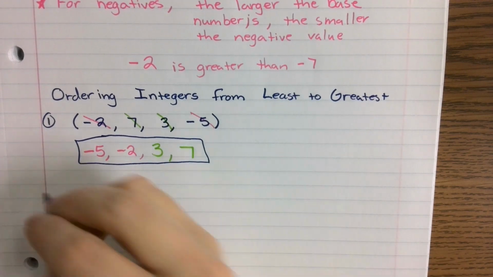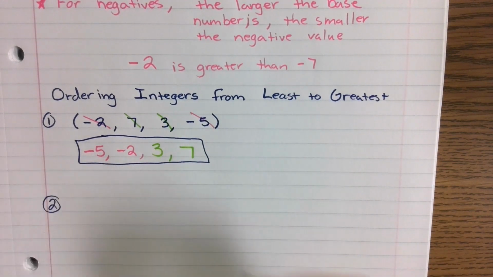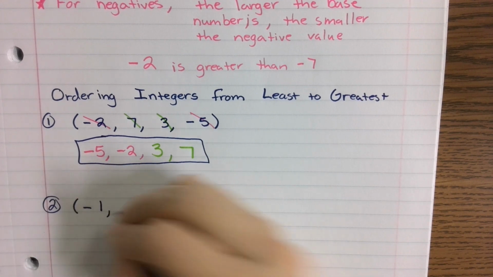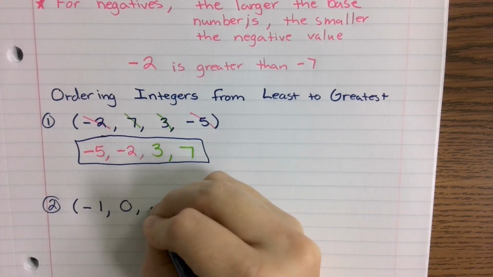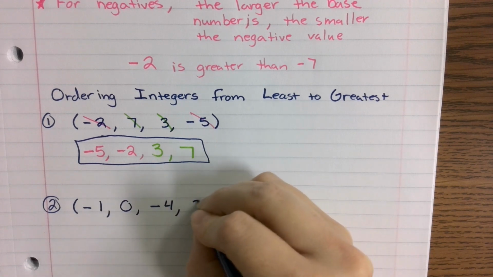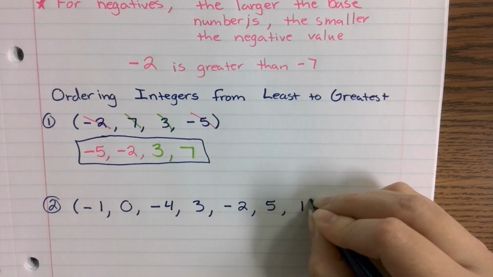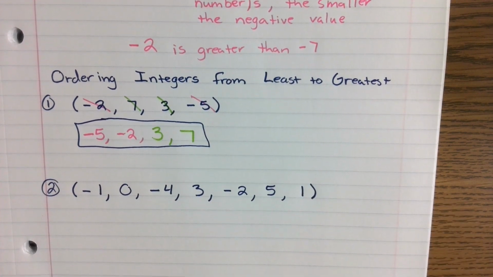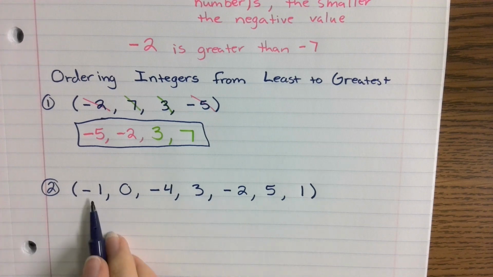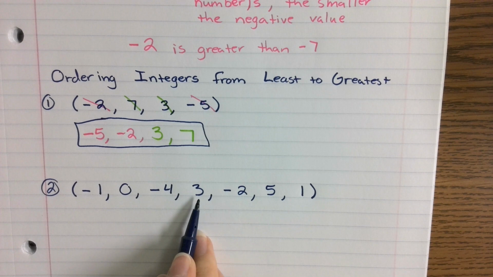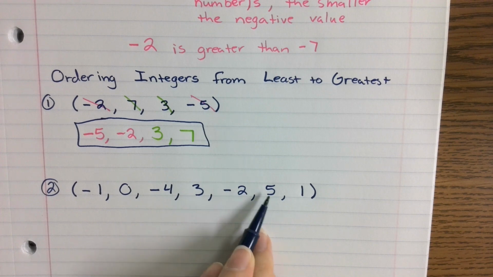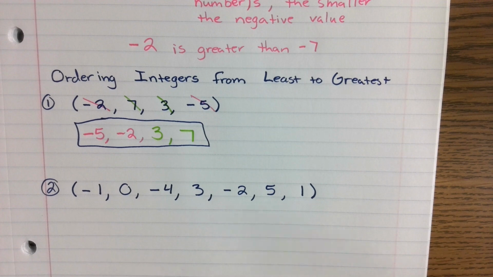Let's have you guys try one on your own. Got -1, 0, -4, 3, -2, 5, and 1. -1, 0, -4, +3, -2, +5, +1. We're going to put that in order from least to greatest, your smallest value to your largest value. Go ahead and do that one on your own.